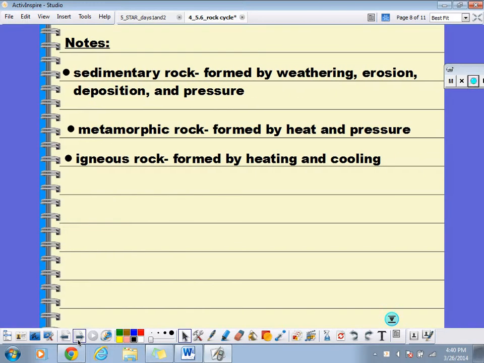And we need to make sure that we write that down. So our last note, igneous rock formed by heating and cooling. And please pause the video if you need more time.